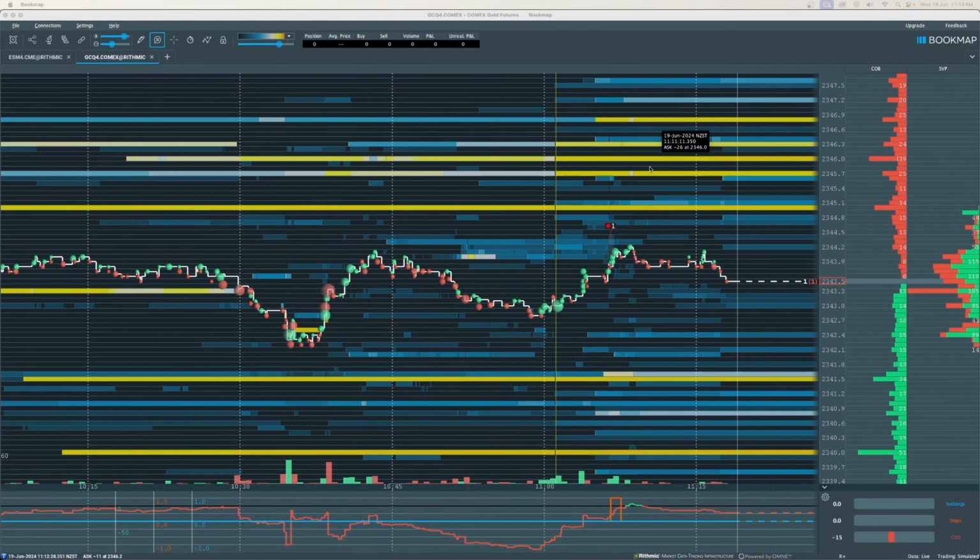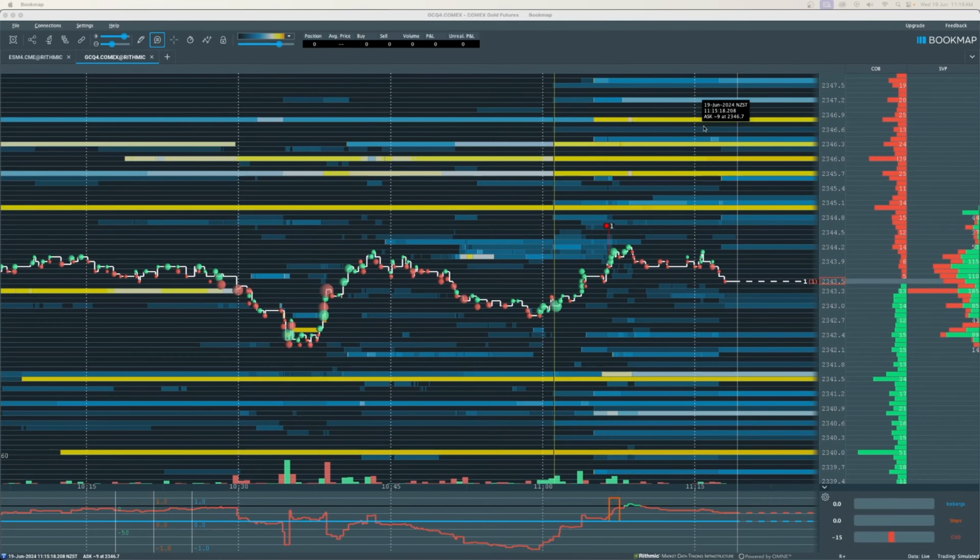So that's the first thing I'm looking at when reading the Bookmap, are those hot levels there. And this works on gold, on the S&P, any futures product you trade, you will see the same information here, different levels of liquidity on different levels of the book.